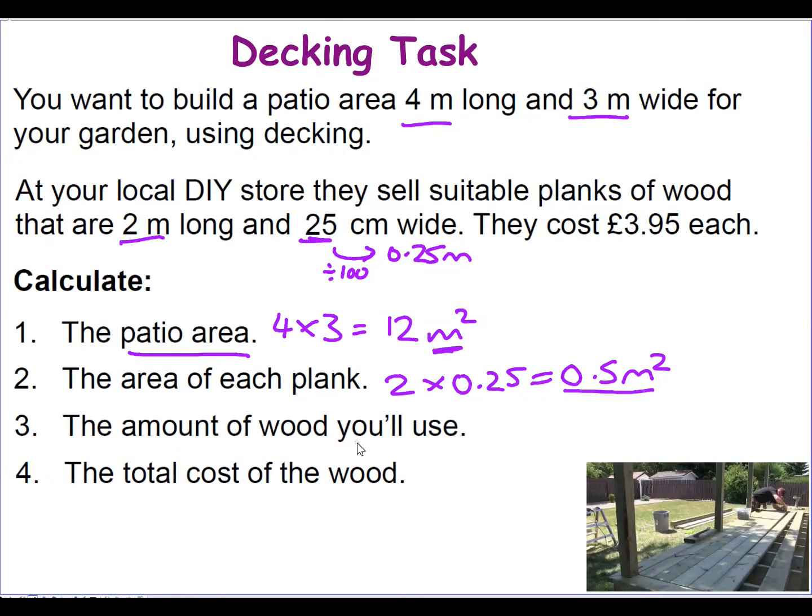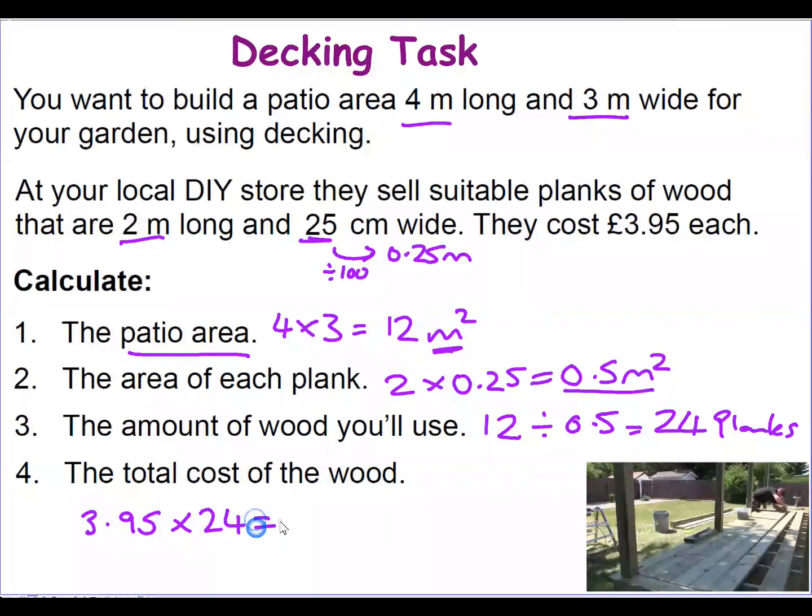Work out the amount of wood you use, so take your big area and divide it by your little area, and it tells you you need 24 planks. And then finally, to cost it up, £3.95 times the 24 planks equals £94.80. And this is a typical functional skills question on big areas, little areas, and costs.